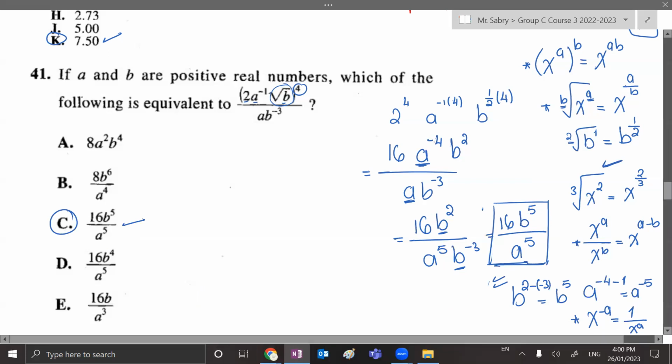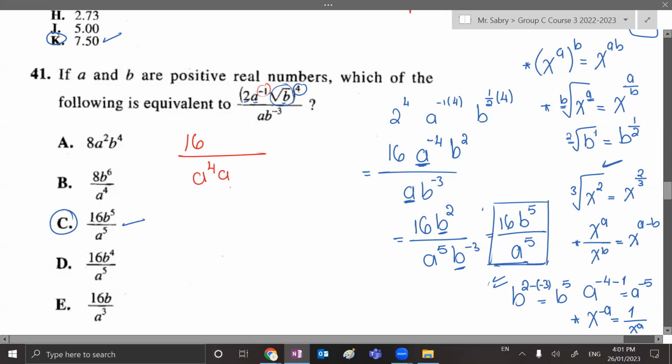طيب, how should we do this in one step? It should be طبعا done in one step right away. على طول ال 2 power 4 هتبقى 16 and I'll leave it there. هعمل في دماغي negative 1 times 4 تبقى negative 4 وهنزلها تحت عشان تبقى positive, فيبقى عندي a power 4 تحت و a power 1 تحت.